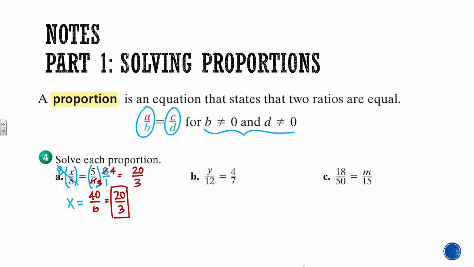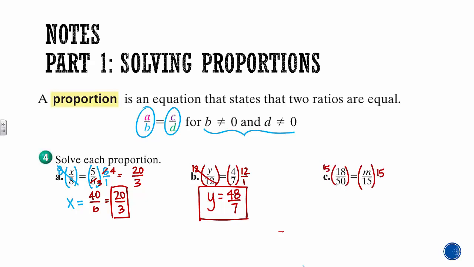We're trying to get y by itself. So y divided by 12 is going to equal 4 divided by 7. Just like the last one, I'm going to multiply both sides by 12. Crosses off. We can't simplify this one, so we just have to multiply the tops and multiply the bottoms. So y is 48/7. And then last one, just because the m's on this side of the equation doesn't change anything, we're going to multiply both sides by 15.